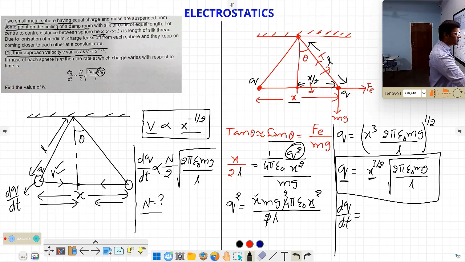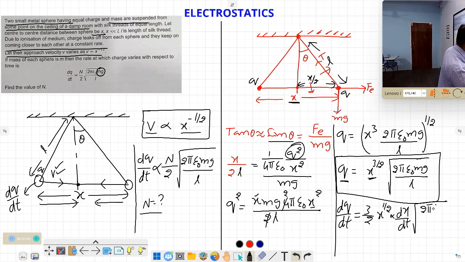So I can differentiate this equation. In this case, x is the only variable. I can write it as 3 by 2 into x power 3 by 2 minus 1, because of the n into x power n minus 1 differentiation formula. 3 by 2, and again we are going to get 1 by 2 into x, which if you differentiate is dx by dt. Anyway, this constant has no differentiation, you can keep it like that, that is 2 pi epsilon naught mg by L unit. So here what is dx by dt?